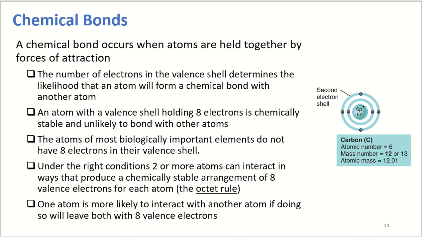So under the right conditions, 2 or more atoms can interact in several different ways that can produce a chemically stable arrangement of 8 valence electrons for each atom. And this is called the octet rule. So essentially it's just saying that in order to be stable, an element really likes to have 8 electrons in that outer shell. That just makes them happy, everything is stable and good. So different elements or atoms can interact in order to form that more stable arrangement and to meet that octet rule. So one atom is going to be more likely to interact with another atom if doing so is going to result in them both having those 8 valence electrons. All right.